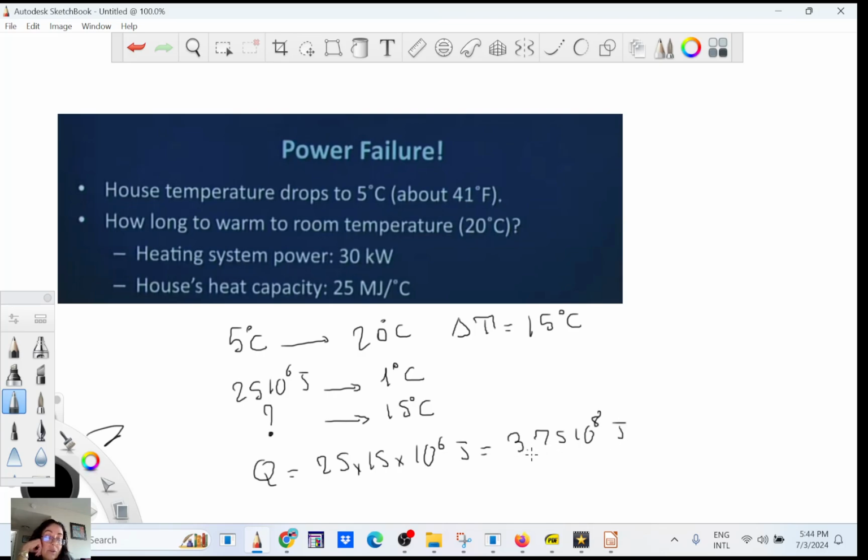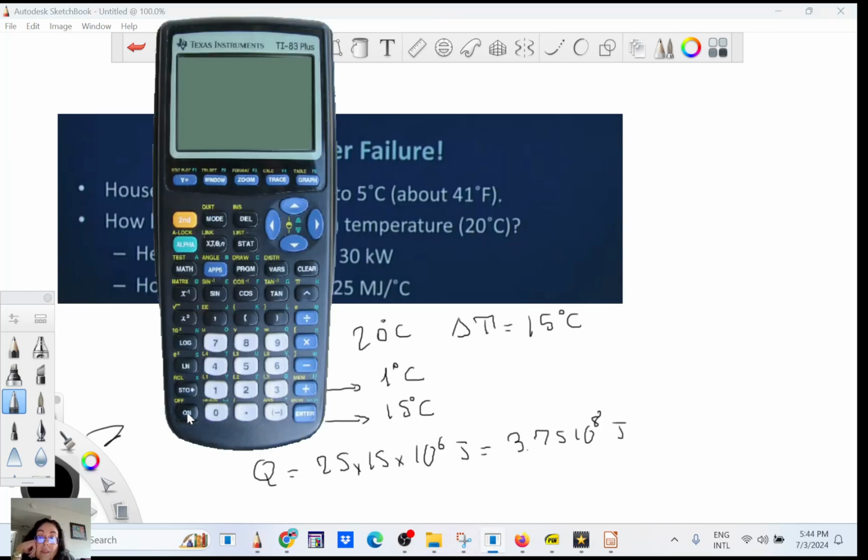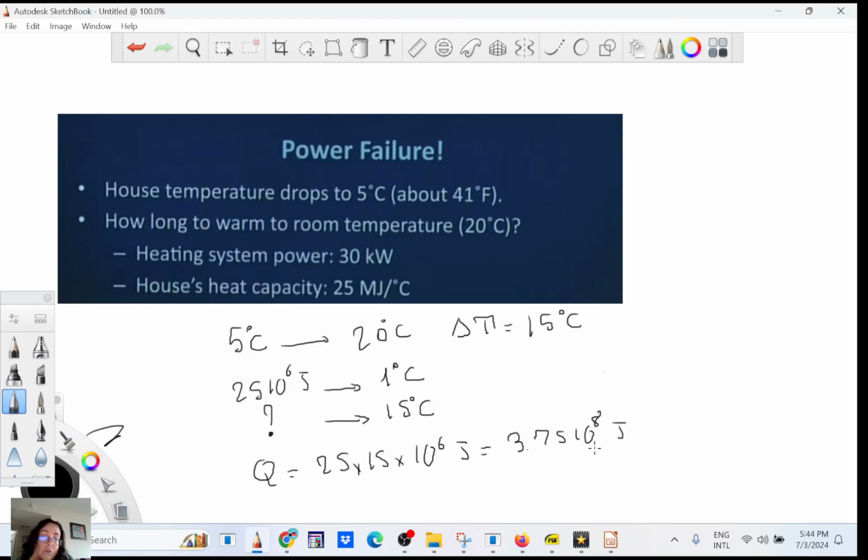You can round to 3.8 if you have two significant values. Okay, you can make sure that I did it right. So 25 times 15 times 10 to the 6 here. Scientific notation, 1, 2, 3, 4, 5, 6, 7, 8. Okay, so 3.8 times 10 to the 8 joules. And that's what you need, which will be provided by the heating system.